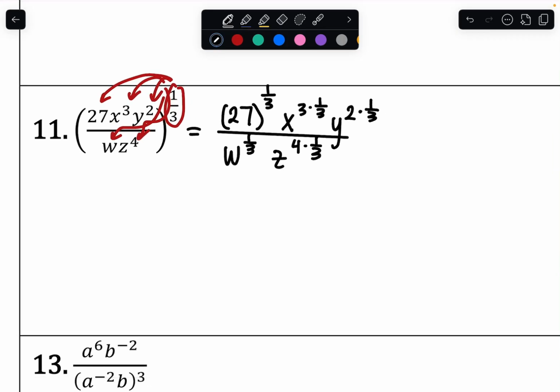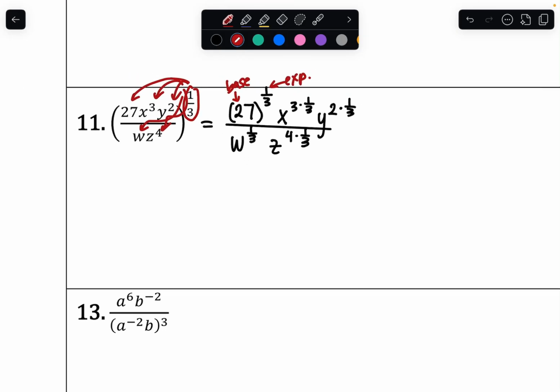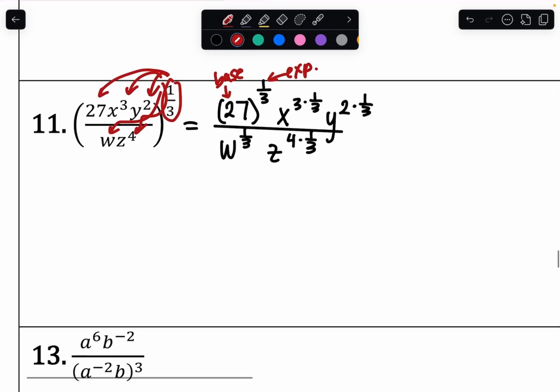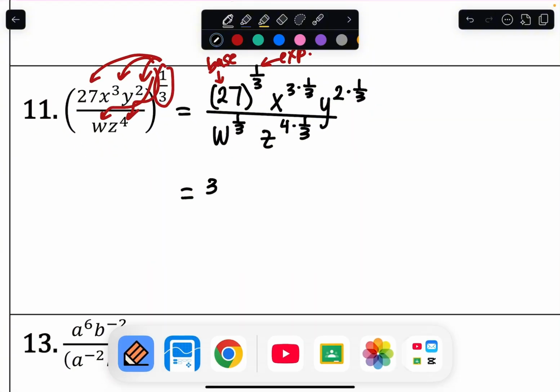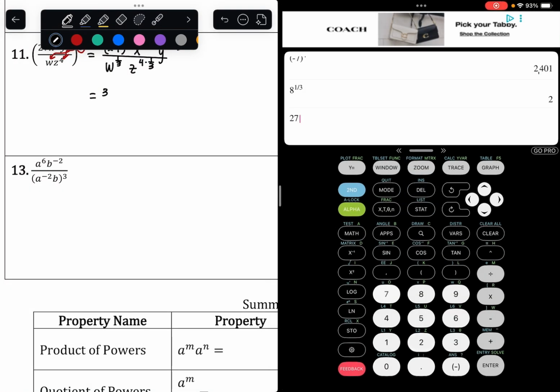Okay, be careful with this 27 to the 1/3 power. 27 is the base, 1/3 is the exponent. We do not multiply those. A lot of people put 9 there, but 27 to the 1/3 power is actually 3. You're cube rooting it. 3 cubed gives you 27, but if you have your calculator, which you will on the star, you can just raise it to the 1/3 power and just prove to you it is 3.